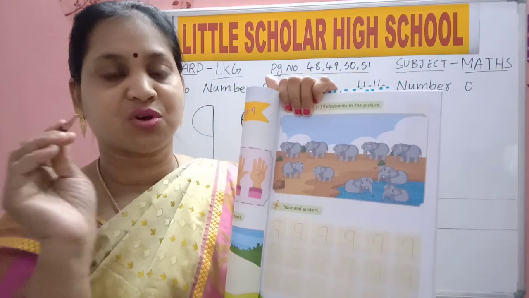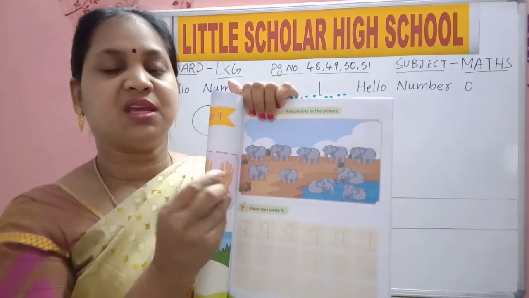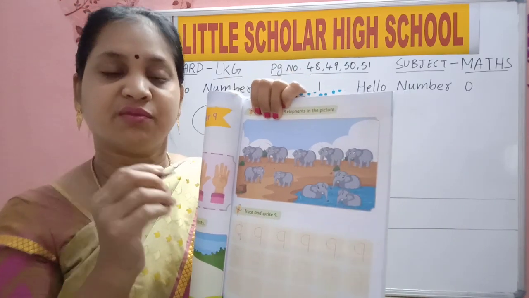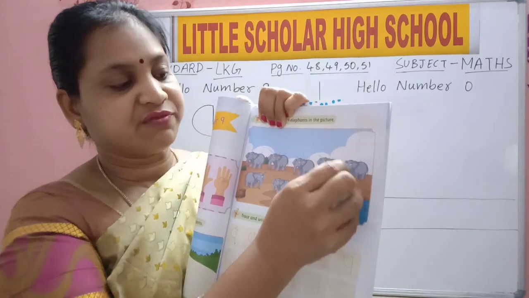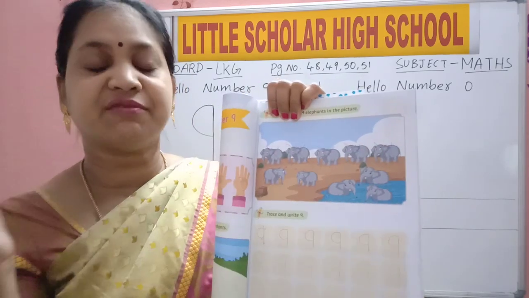2 elephants crossed. 3 elephants crossed. 3 over. Cross the fourth elephant also. 4 crossed. Cross the fifth elephant also. I crossed 5 elephants. 1, 2, 3, 4, 5 elephants I crossed.